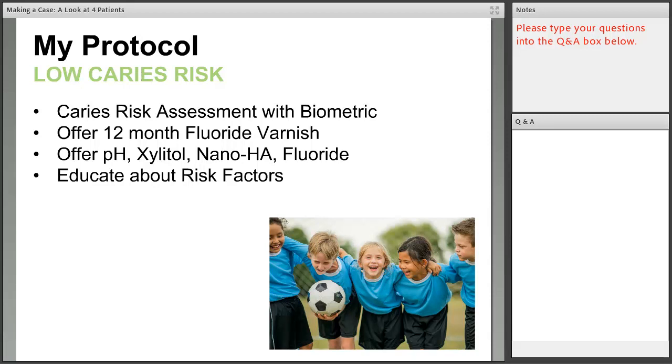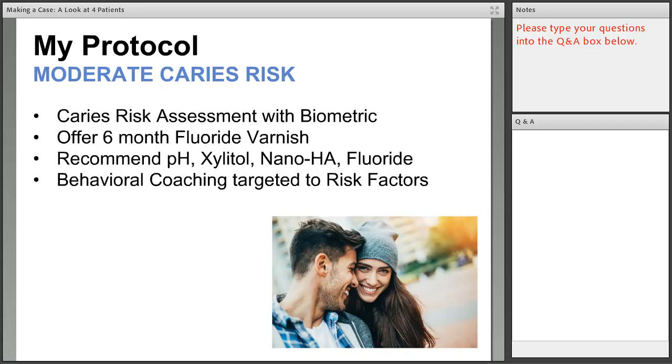I'm going to offer them a fluoride varnish at least once a year. I'm going to offer them some pH xylitol, nano-HA fluoride products and strategies, and then I really just want to educate them about risk factors.